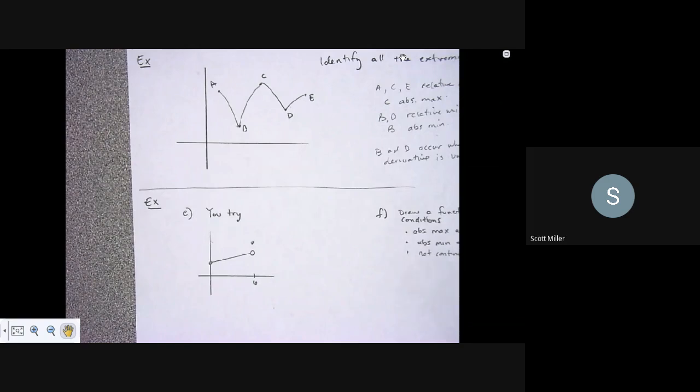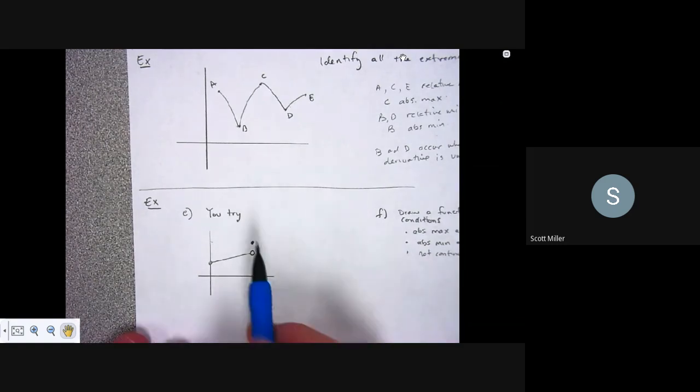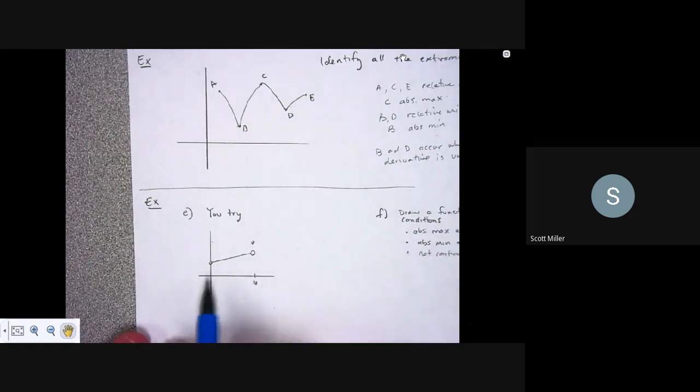So I hope you paused it and tried this on your own. Let's see what you got as an answer for this one. So are we continuous? No, we are not continuous at 6. Not continuous at x equals 6.